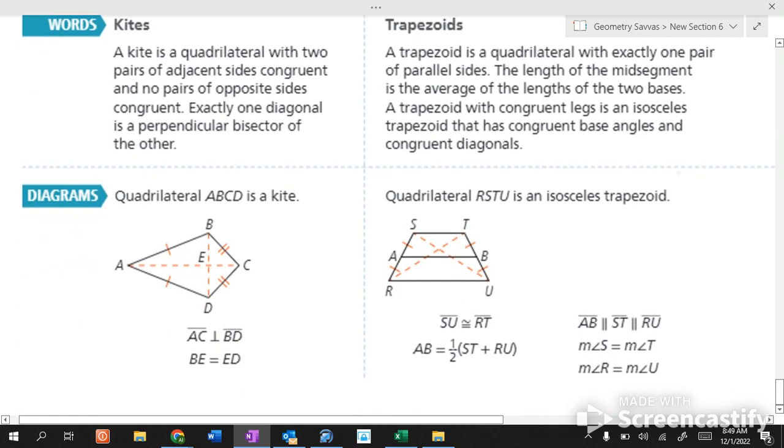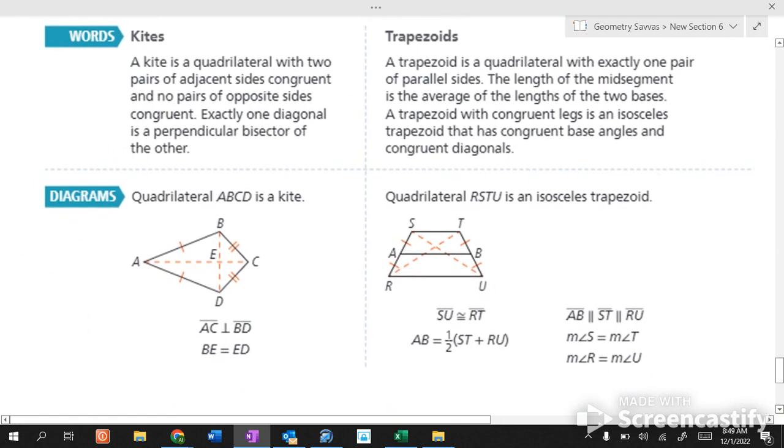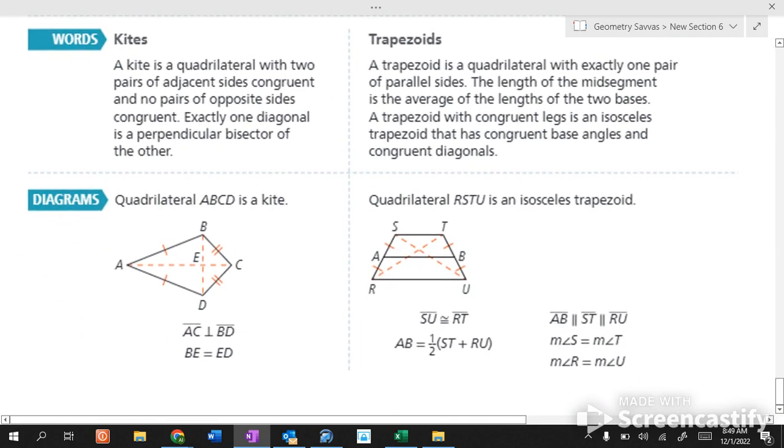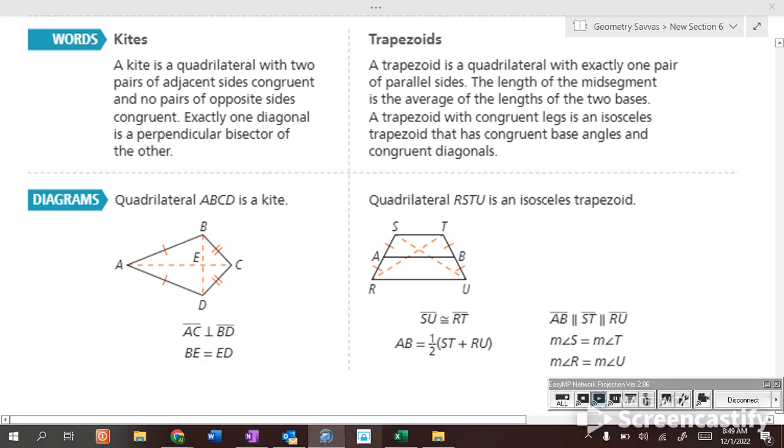So that's what we did today: kites and trapezoids. So that is it for today. You're going to have 50 minutes to work on like 11 problems or however many problems that is. So you will have plenty of time to work on it. Some of the problems are a little more difficult, so do your best. If you have questions, ask.